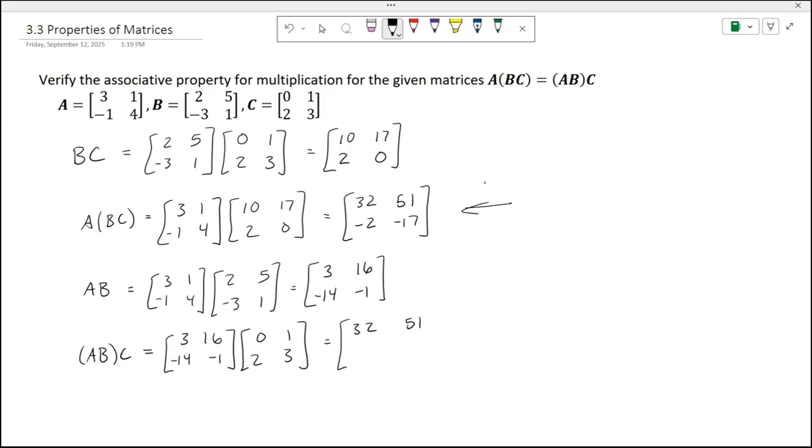The next row, second row times these columns, -14 times 0 plus -1 times 2 gives me a -2. And -14 times 1 plus -1 times 3 gives me a -17. And sure enough, I got the exact same matrix, multiplying in a different order. So we verified that the associative property does work for matrices.